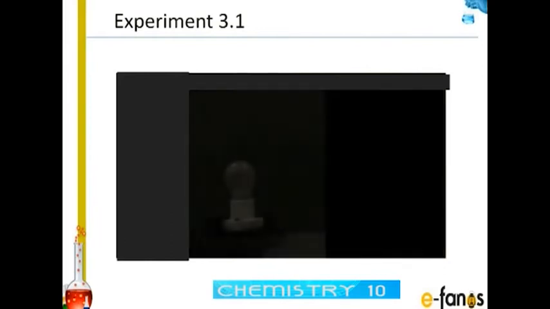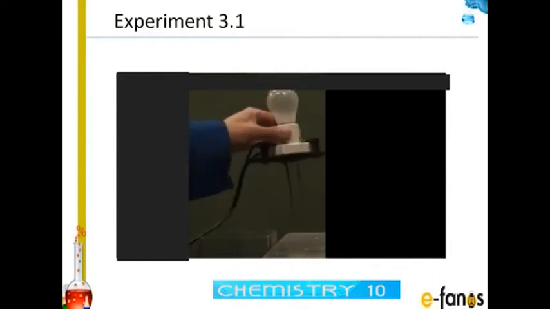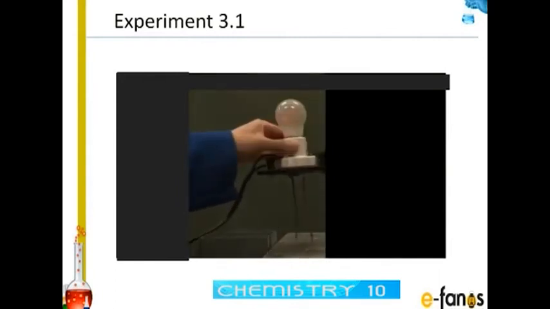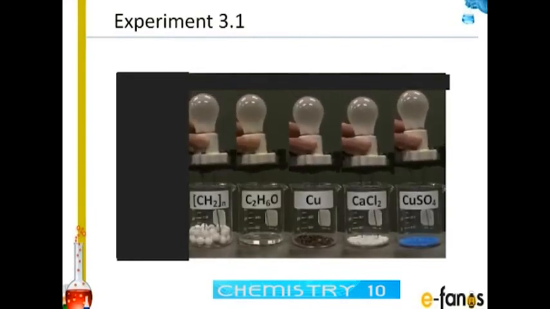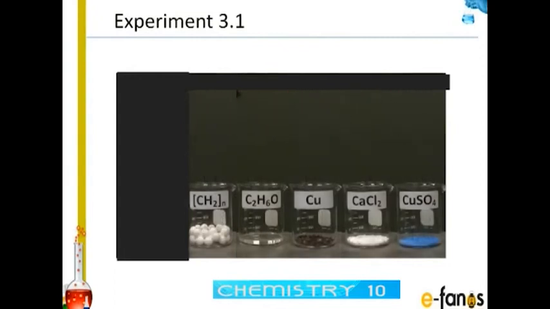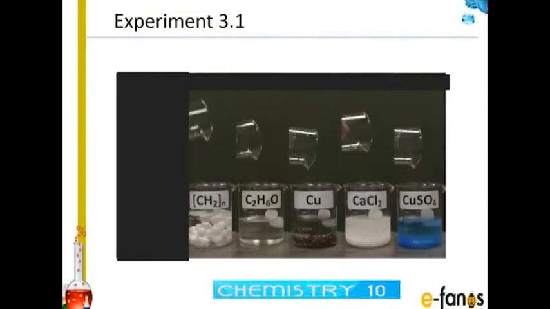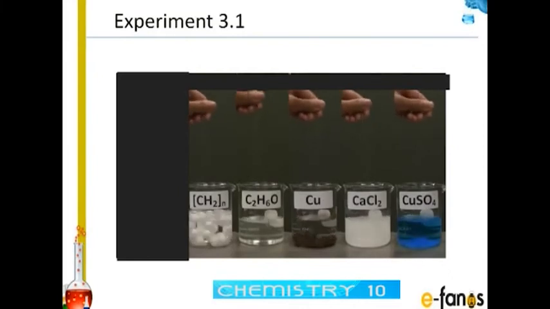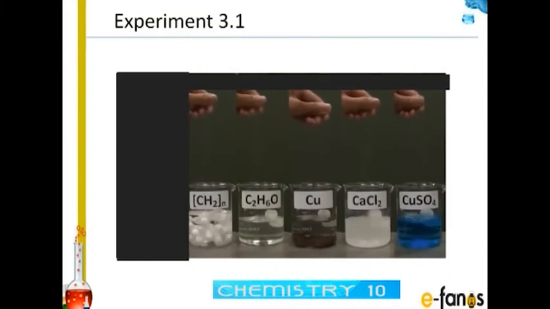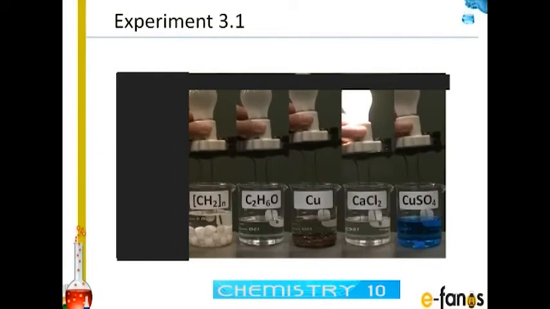Again, our control, the light bulb turns on when it touches metal. So now we're testing some solids. And the only material that lights up in this case is solid copper. And again, we're creating some solutions. And now our calcium chloride and our cupric sulfate also conduct electricity.